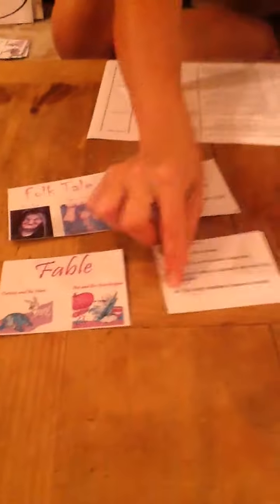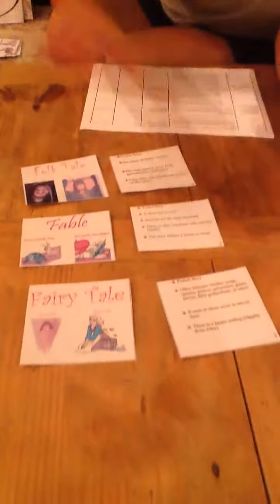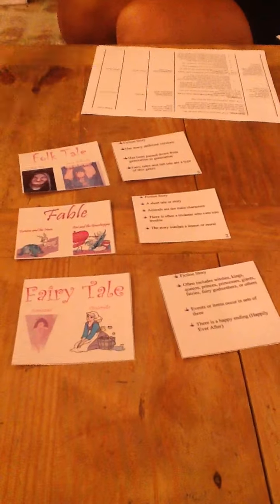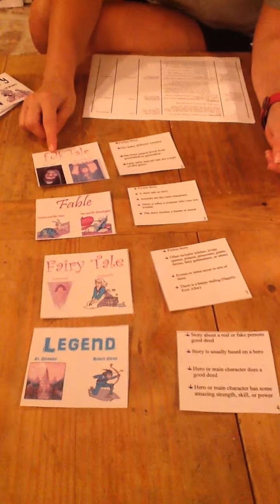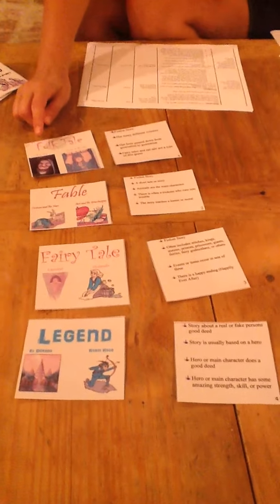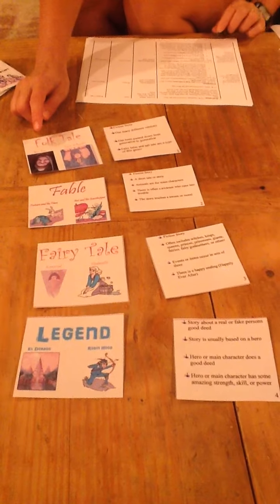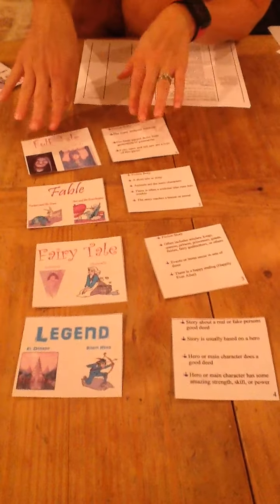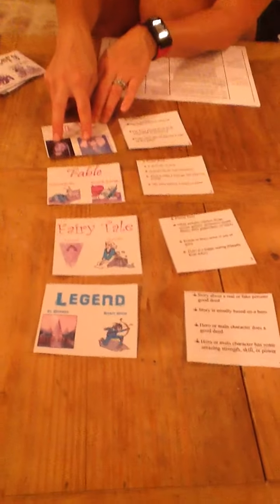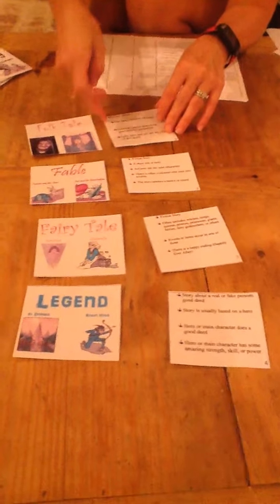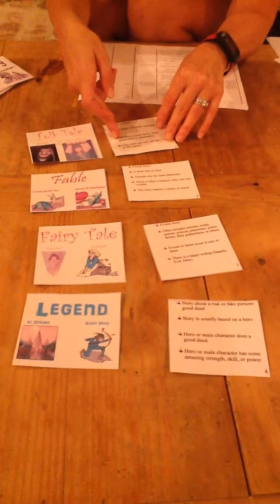These are what they look like. I have a whole stack of them, but I'm only going to show you a few. Each group will decide who goes first. The first person will flip. This has the genre, the type of genre, and a book that is an example. And this gives a description of what that genre is.